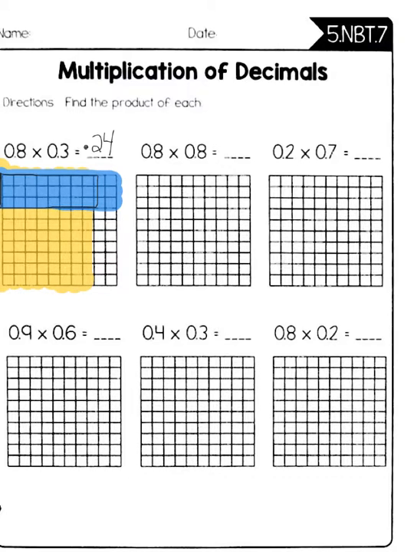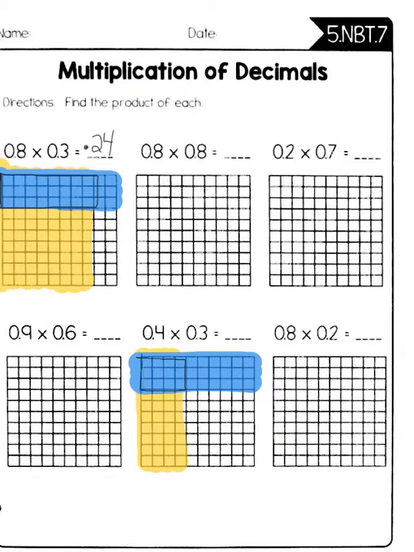I'll go ahead and do one more. I'll skip down here to the 4/10 times 3/10. Remember, we start off with shading. Let's get my highlighter back. You're going to shade 4/10 first. So we've got 1, 2, 3, 4. And then you're going to shade 3/10 going horizontally. 1, 2, 3. Now you're going to make a box around the part that is shaded with both colors.